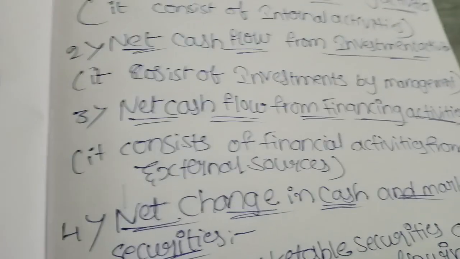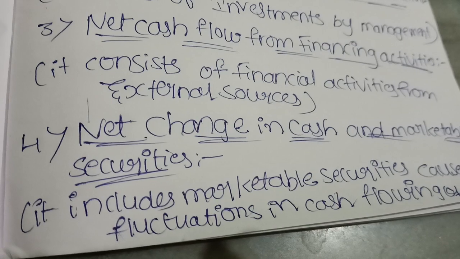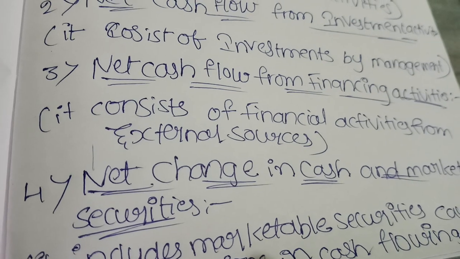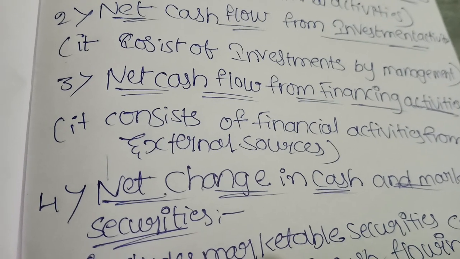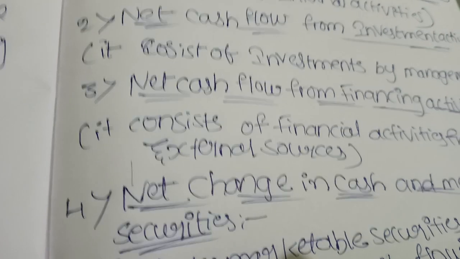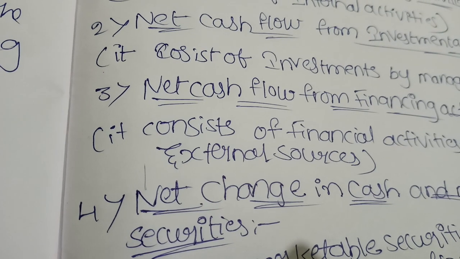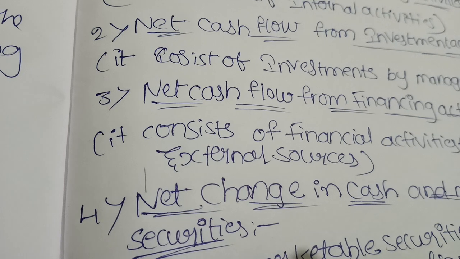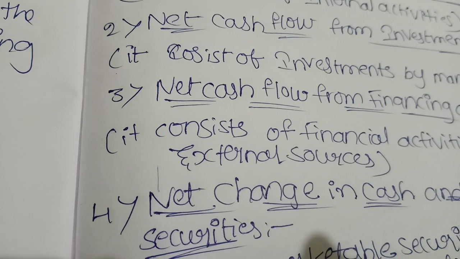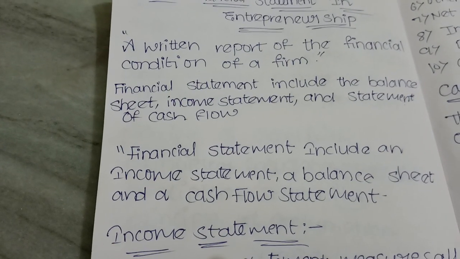Next, last one, net change in cash and marketable securities. The results of the first three calculations are used to determine the total change in cash and marketable securities. It is caused by fluctuations in operating, investment, and financial cash flow. This reflects on the balance sheet from period to period to verify that the calculations have been done correctly. Understand? This is about the categories of the cash flow statement, and about basic financial statements in entrepreneurship.